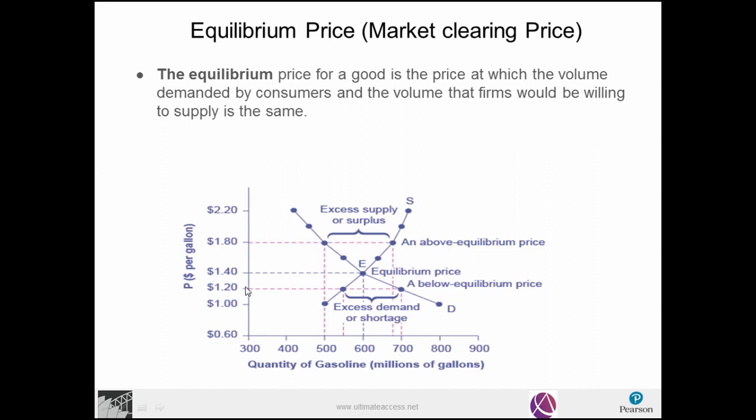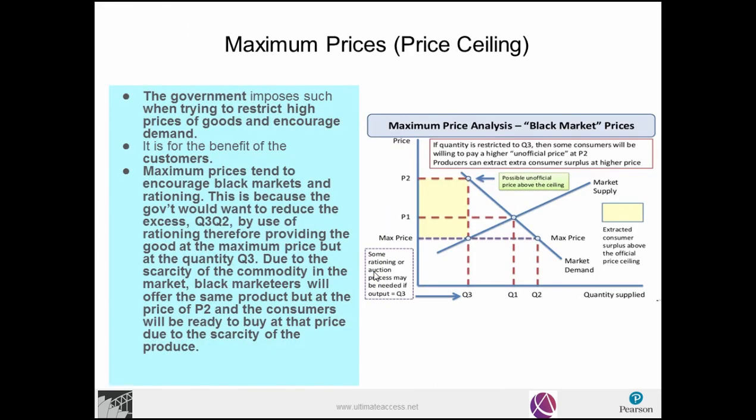With $1.2, you as the customer might be very happy and you might demand 700 units. But the supplier might not be too happy and might supply less, at around 550. So you realize that there's an excess demand. Or even a shortage, because a shortage basically means that we don't have enough to meet the demands of the customers. Now, maximum prices or price ceiling, I want you to understand this.